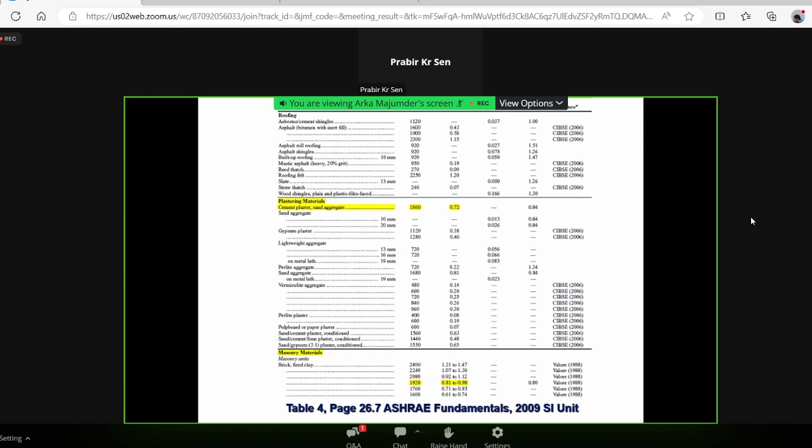This is again for the plastering material. You can see 0.72 is the resistance, and for the brick 0.81 to 0.96. I have taken some average like that. So these are the references I have given. Next.